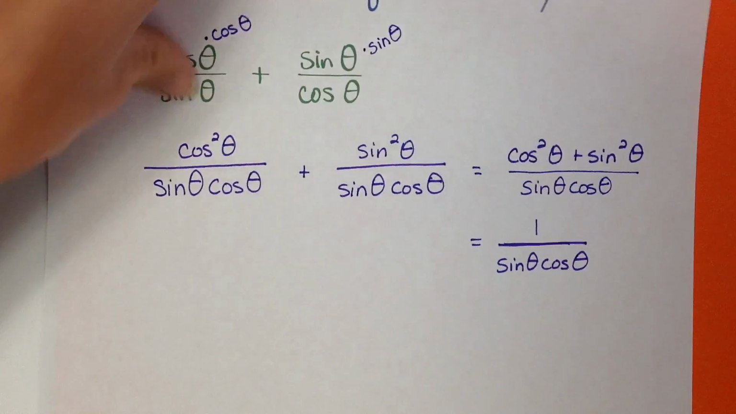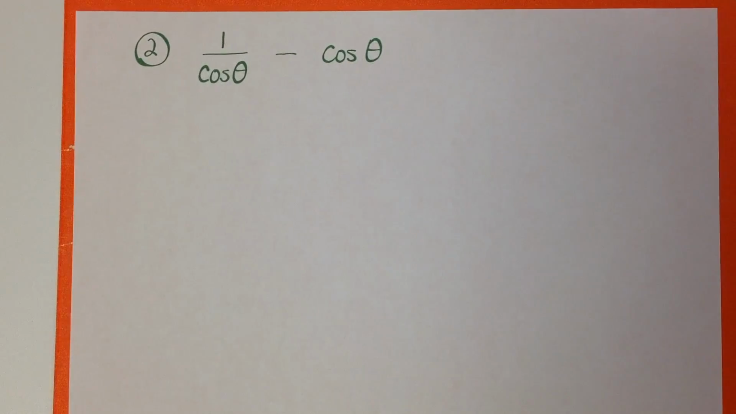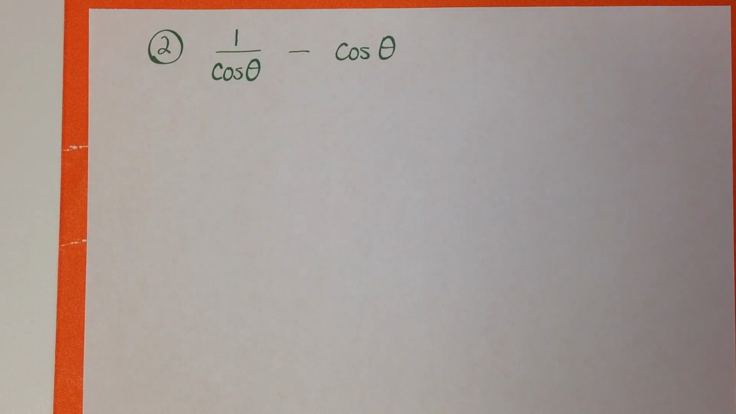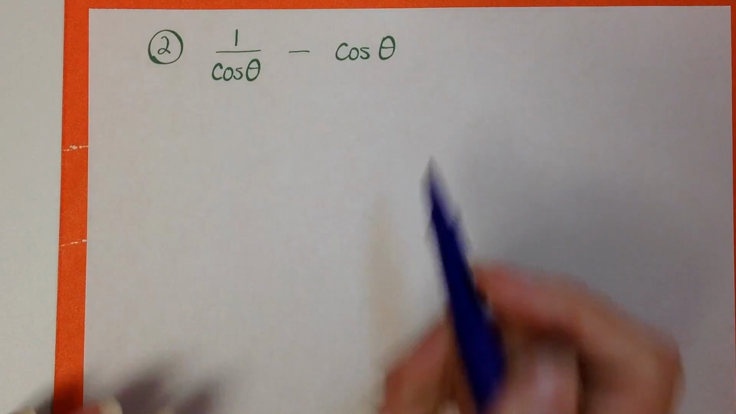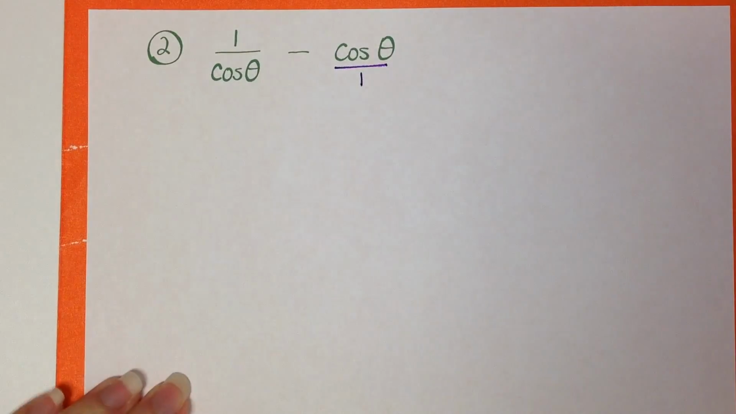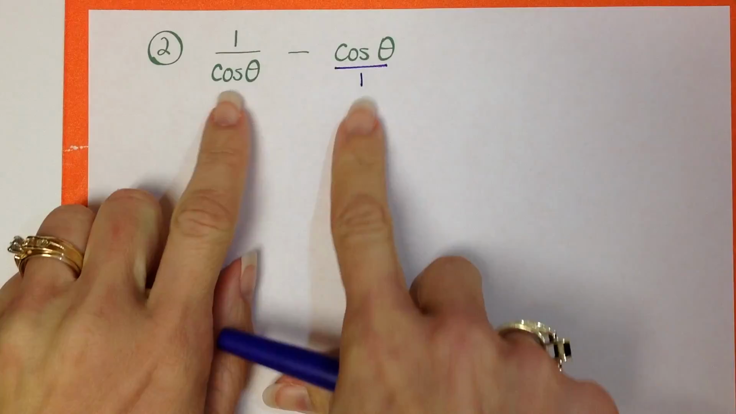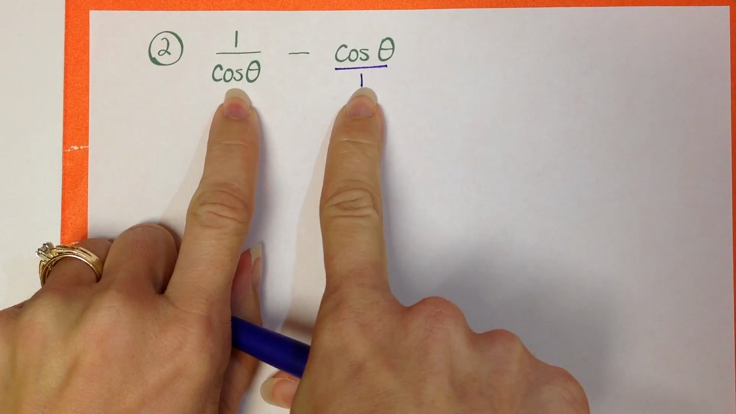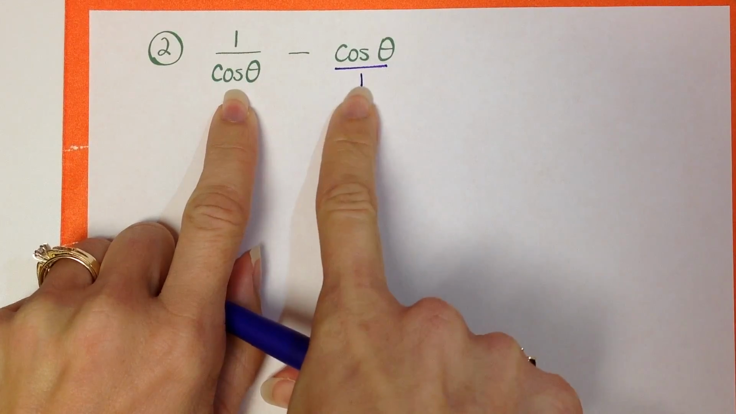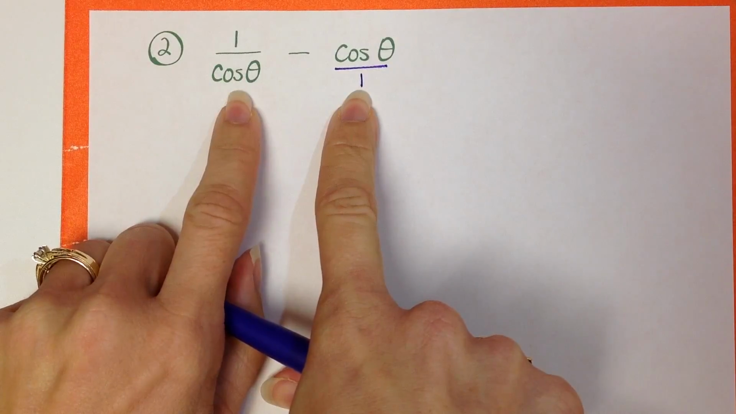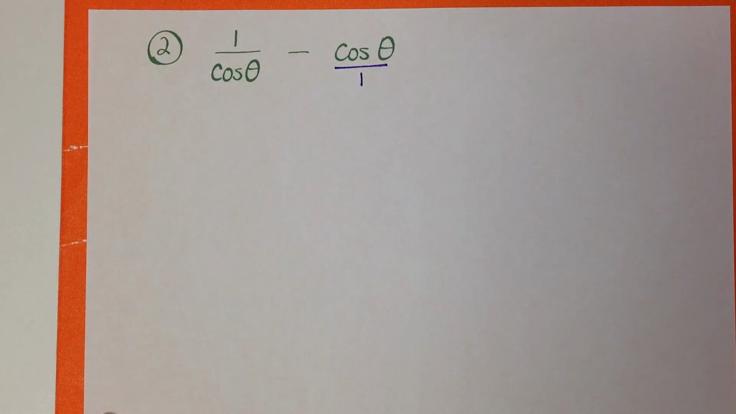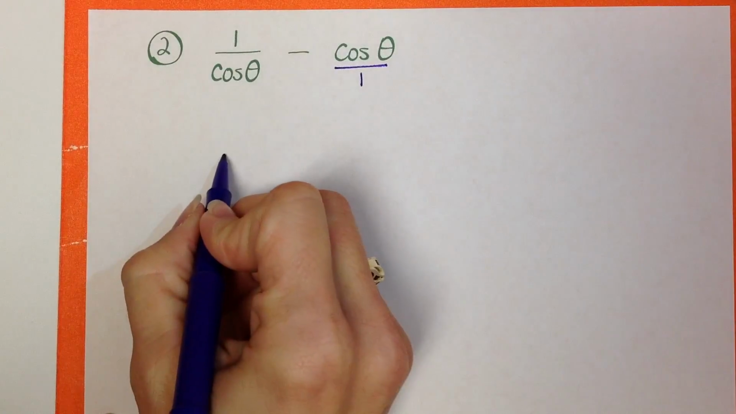Okay, next one. Still looking at the adding and the subtracting. Alright, so what you need to consider here is that this second term is understood to be over 1. So as I mentioned to you a while ago, you can always find a common denominator just by simply multiplying these terms together, but of course the fact that this is understood to be over 1, you probably already realize your common denominator is just cosine.